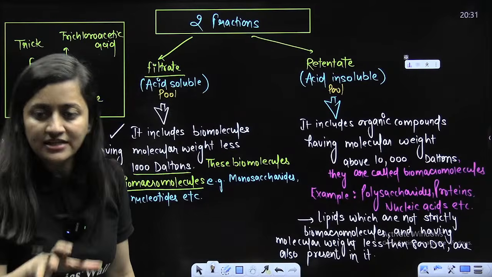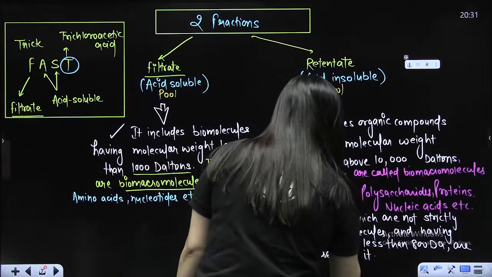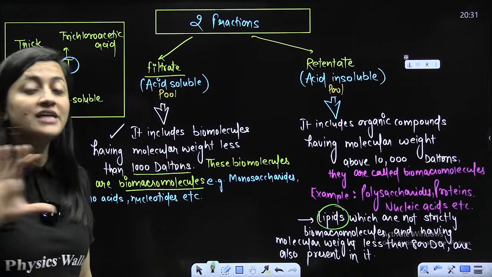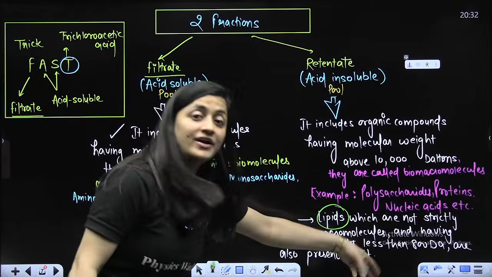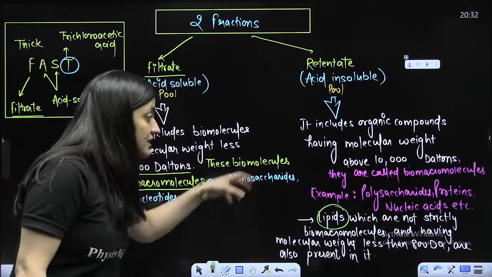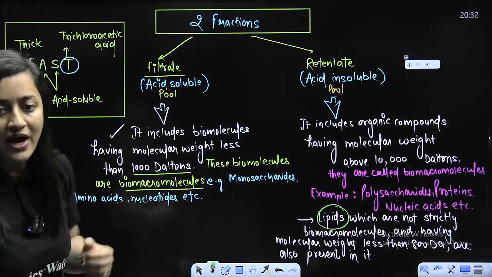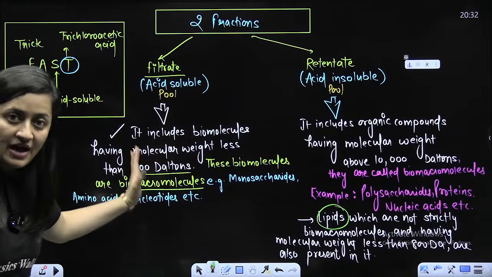So in the acid insoluble pool, that is in the retentate, lipids are also present, right, students? Lipids are also present, which are not strictly biomacromolecules. They do not have high molecular weight. Rather, their molecular weight is even less than 800 Dalton, but still they are present here. Anyone in the class who can tell me why is it so?